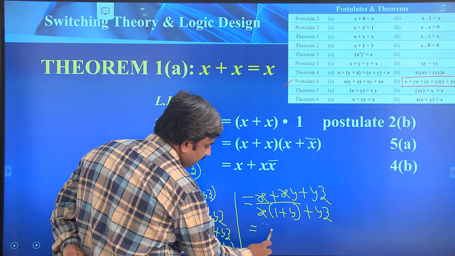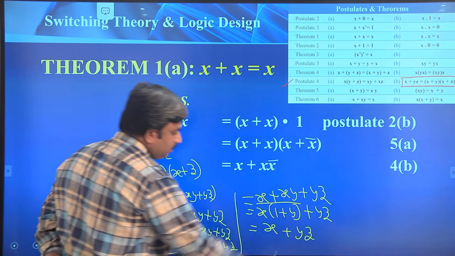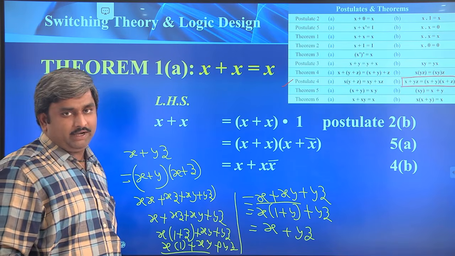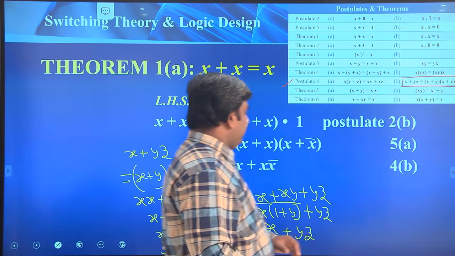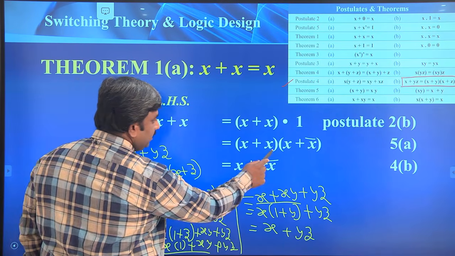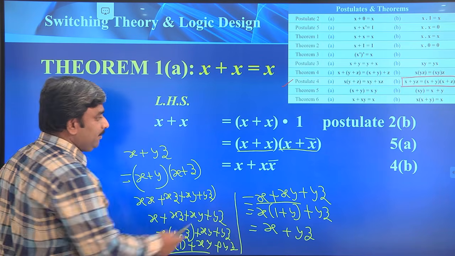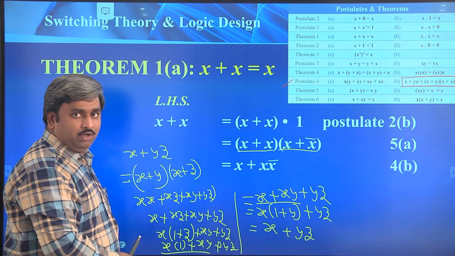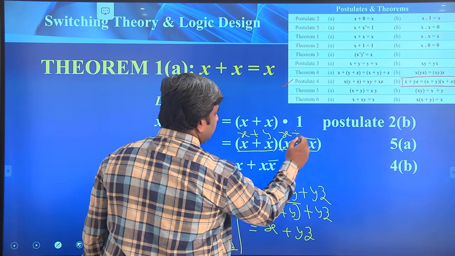So finally here we have x plus yz. So this is the distributive property, that is 4b. From the 4b I am writing that. So see here, this is considered as x plus y and this is considered as x plus z. In the place of y also here we have x. See here, I am writing again here x plus y, x plus z.